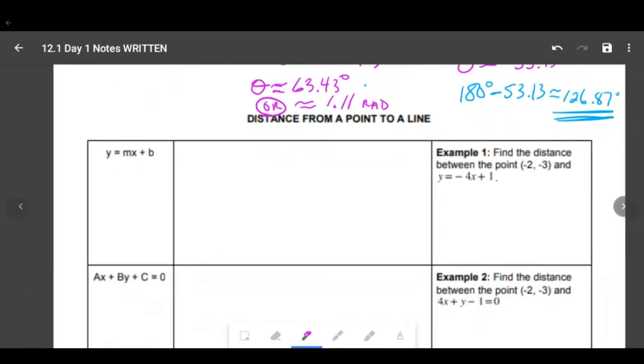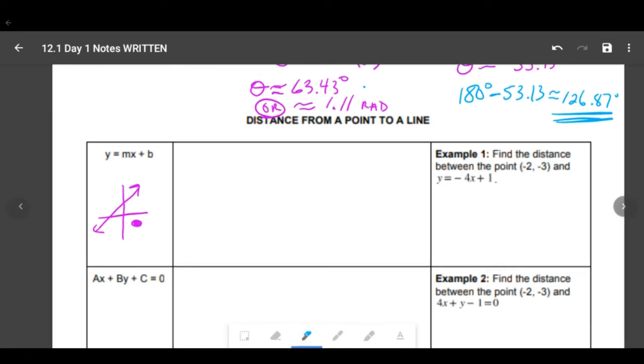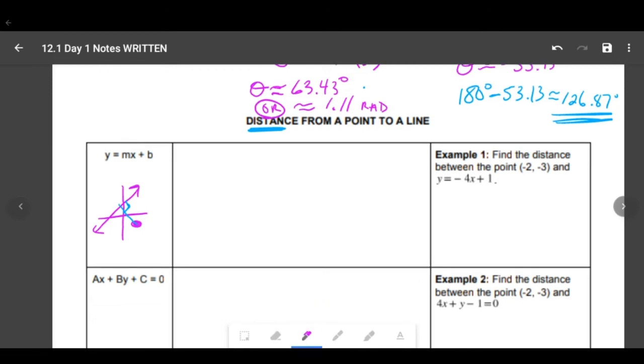Distance from a point to a line. So basically, if we look at this as a diagram, we have some type of line over here. If I want to find the distance from this point to that line, you would do the perpendicular distance. That's kind of what you're looking at to find that. So the blue right there would be the distance that we're talking about. And it's just a formula that you're going to have to make sure that you memorize.